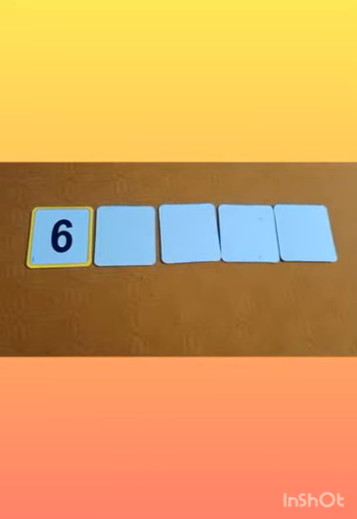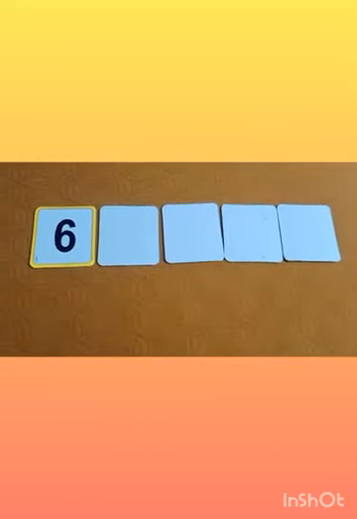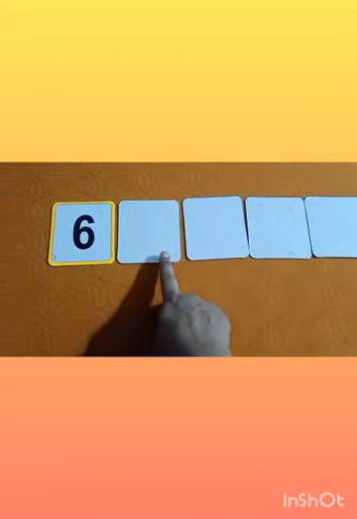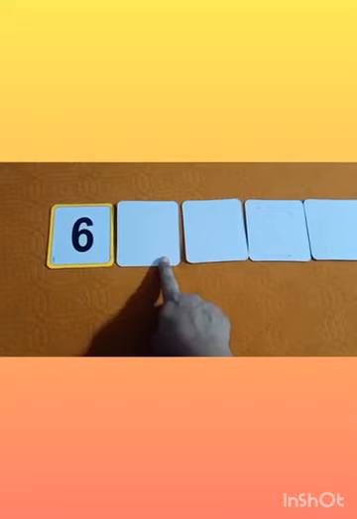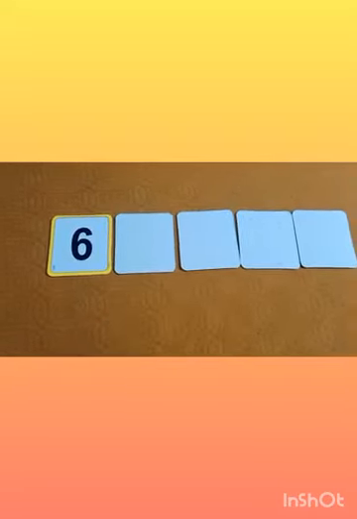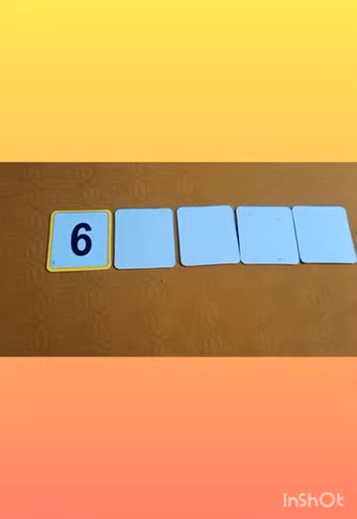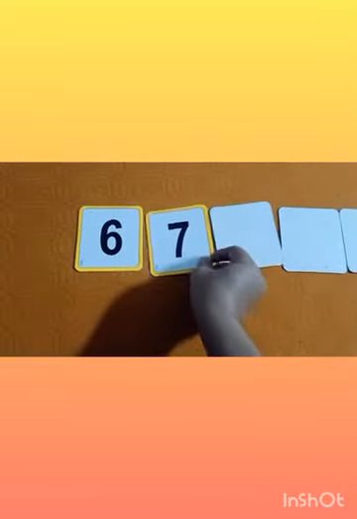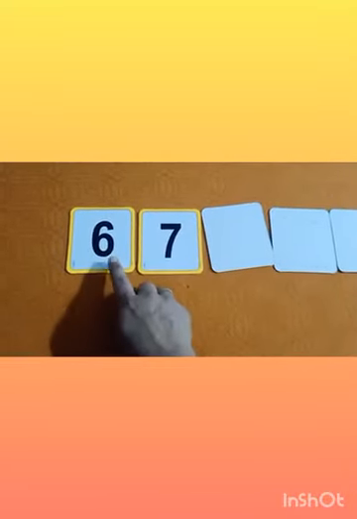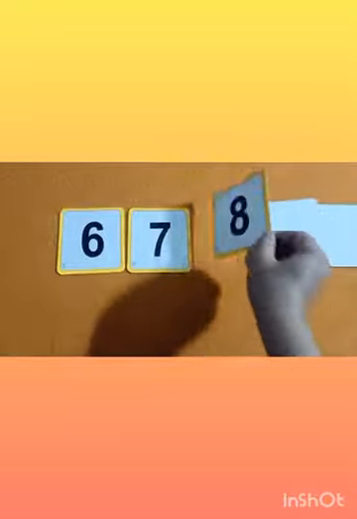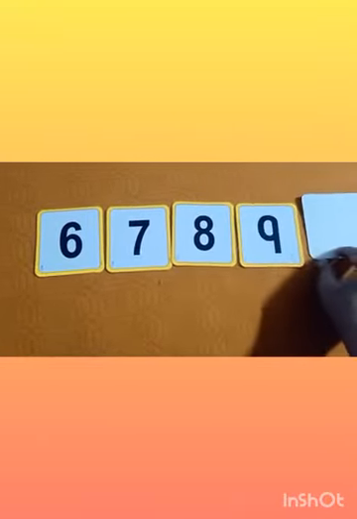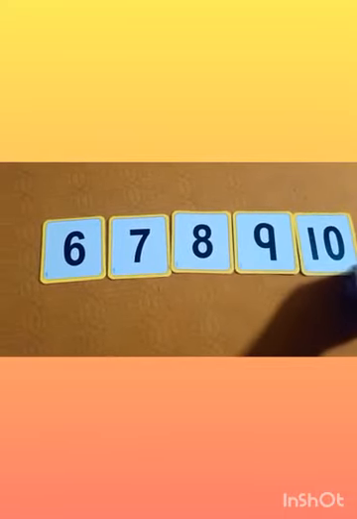Let's take one more example. On the first flashcard, I can see number 6 is written here. But what about the next one? What will come after 6? When we say the numbers, we can see that 1, 2, 3, 4, 5, 6 and 7 comes. So, number 7. After 7, correct, 8. After 8, number 9. And after number 9, number 10.